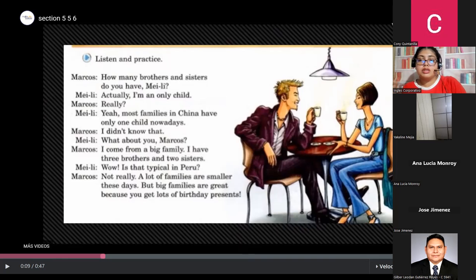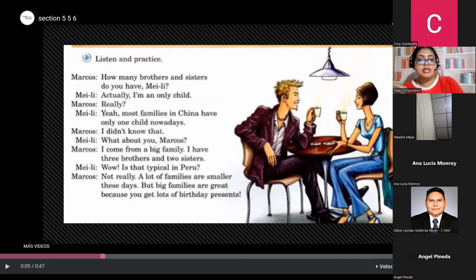But we're going to see some elements in this conversation. We have Marcos that is asking a question. How many brothers and sisters do you have, Meili? He's asking the number of brothers and sisters that this girl has. And she said, actually, I am an only child. Really? Yeah, most families in China have only one child nowadays.